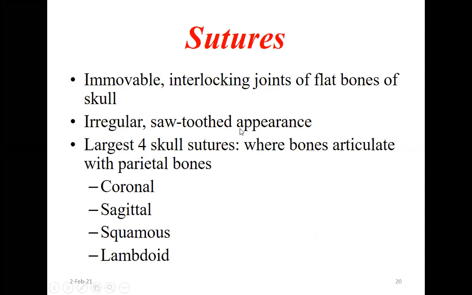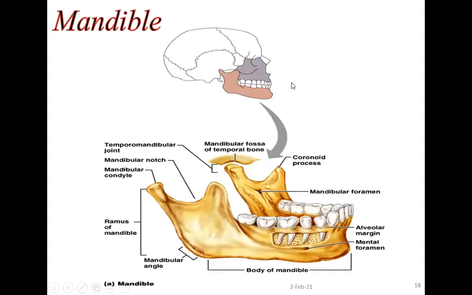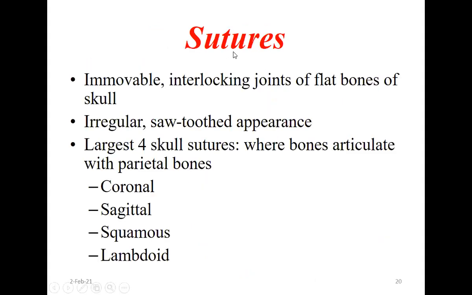Sawtooth: the saw is what cuts. If you have seen a wood cutter, the cutting of wood is done by something called a saw. If you see the saw, it has teeth similar to these sutures. So they look like the sawtooth, and that's why it is called a sawtooth appearance.